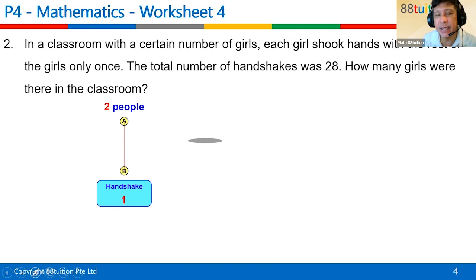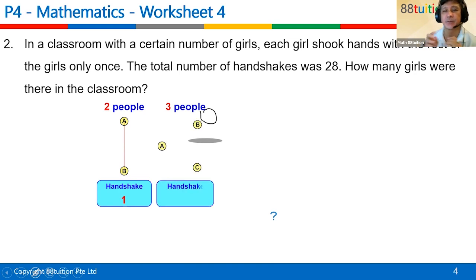But what if I add one more person? When I add one more person, I will have 3 people. So now I have A, B, and C. Then let's start with A again. We always start with A, right? So A will shake the hand of B. A will also shake the hand of C. So you will have 2, correct?